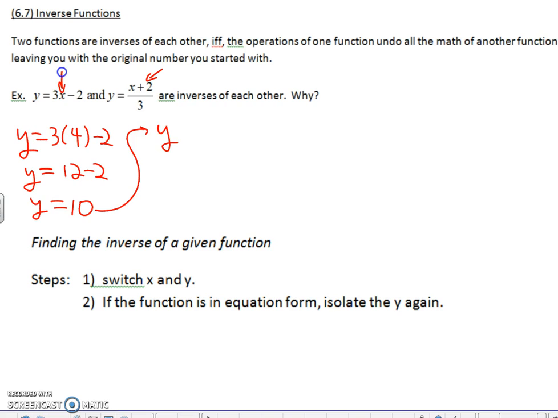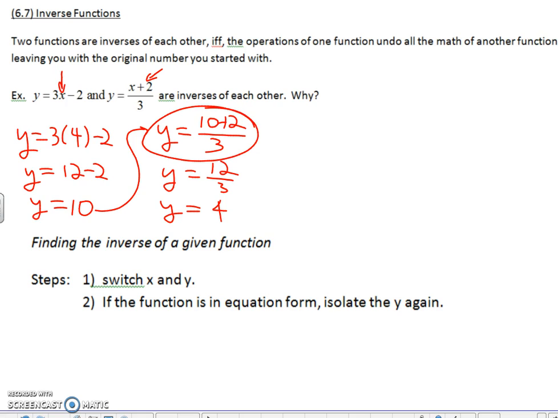When I do that, I get y equals (10 plus 2) over 3, which would be y equals 12 over 3, which is 4. Didn't the math in the second equation undo the math that this original equation did to get me back to the number that the young lady in the back started with, 4? Right? Well, wait a minute. Since the math in this equation undid the math in this equation, I think they're inverses.